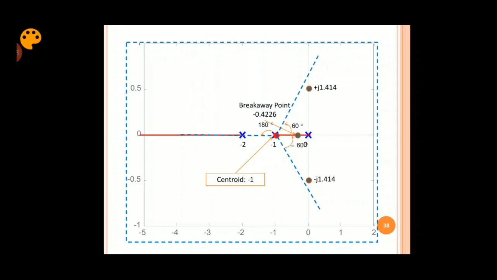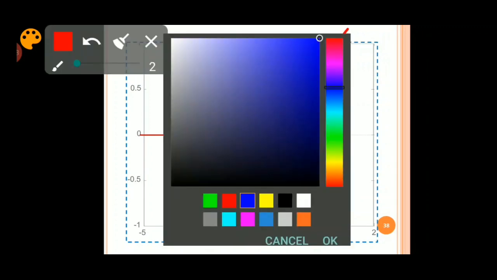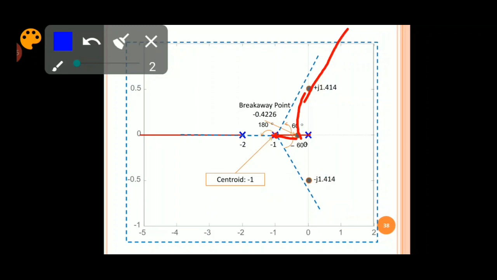One branch coming from this direction, cutting this imaginary axis, goes to infinity in the direction of one asymptote, that is at 60 degree. Another branch, I'll take a different color pen. Another branch starts from this, comes down, breaks away, cuts the imaginary axis and goes to infinity in the direction of minus 60 degree.